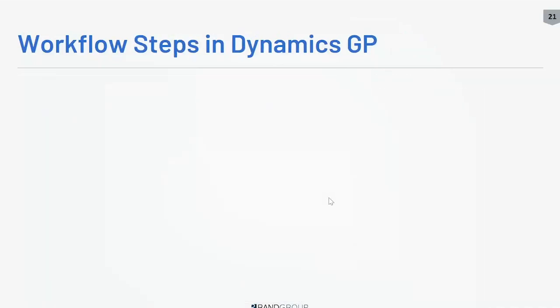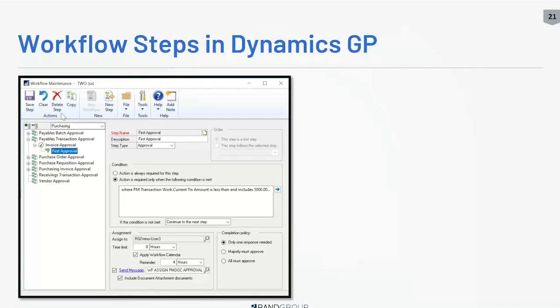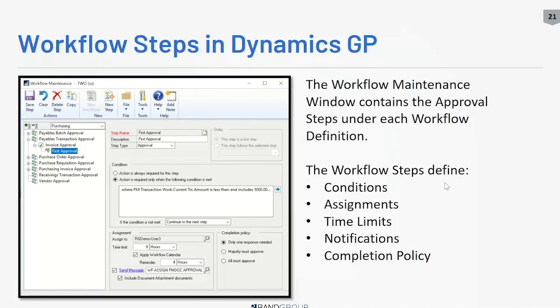Along with the definition, you have to define your workflow steps. With each definition, you can have as many steps as you want. The workflow steps are defined by the conditions that have to be met so that you would use that approval step, the assignments of who would be the approver, any time limits associated with this approval step, and then the notifications that will be sent out for the assignment of this approval step, and lastly, the completion policy.